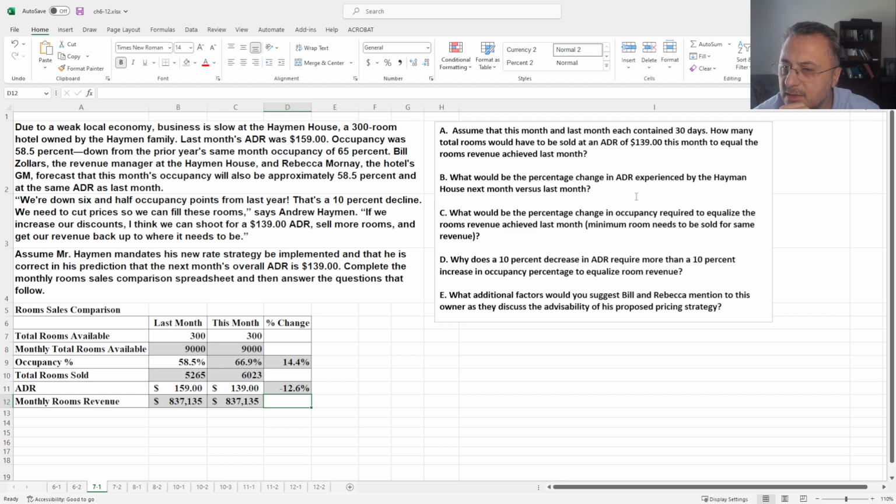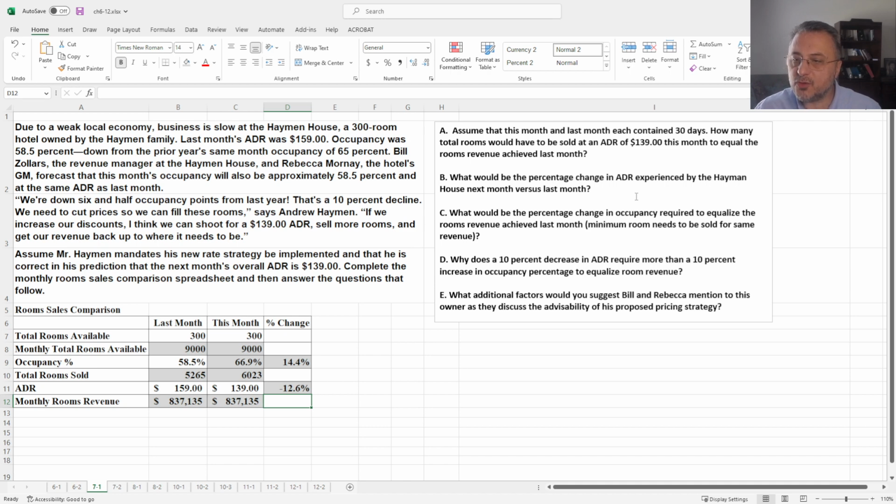And why does a 10% decrease in ADR require more than a 10% increase in occupancy percentage? In this case, the question is asking about an ADR decrease of only 12.6%. Why do we need to increase occupancy by 14.4%? Let's think of it this way. Let's say you have 100. If you get a 10% discount, you will end up with 90. But if you add 10%, 90 times 10% is going to be 99. So that's how the percentages work. Actually, you need 11.2% to get exactly 100 again.